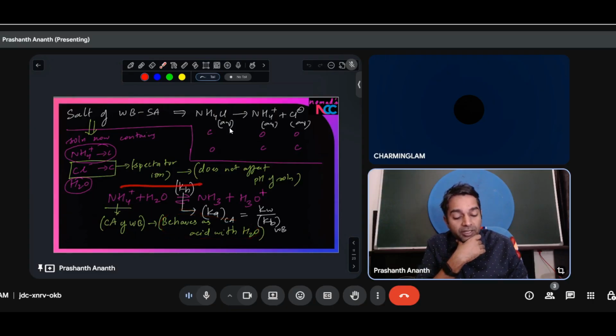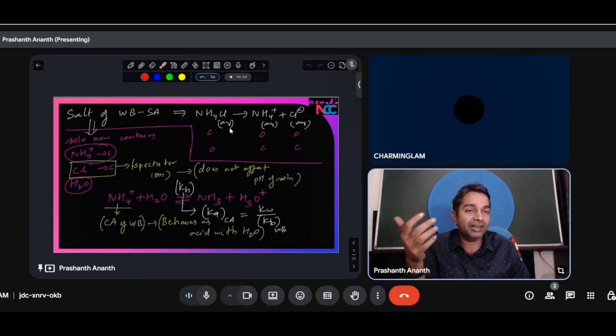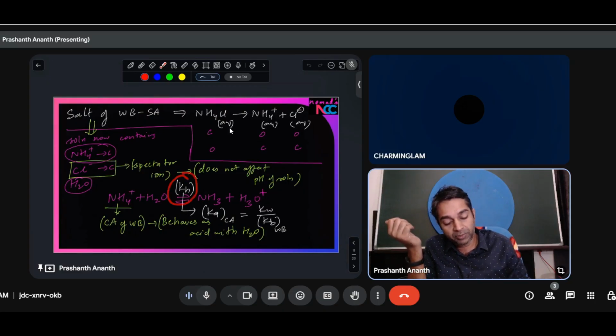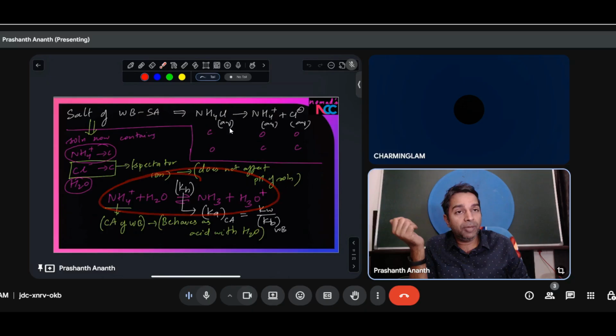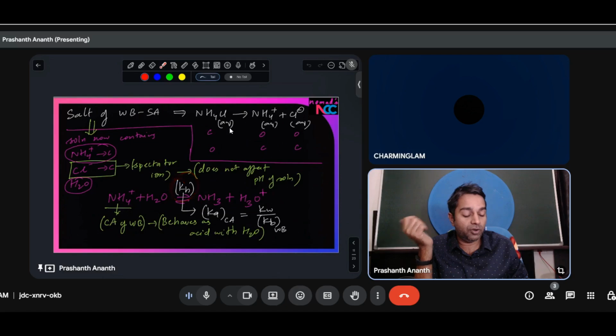What is going to be the equilibrium reaction here? This is going to be called a hydrolysis reaction. Why is it called hydrolysis? Because technically we are having bonds changing in water here. So what is this effective reaction? The ammonium ion behaves as a conjugate acid. So Ka for the conjugate acid is going to be the hydrolysis constant here. Ka for the conjugate acid is Kw by Kb, quite clearly.